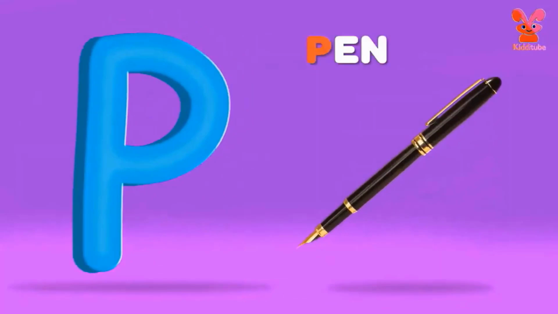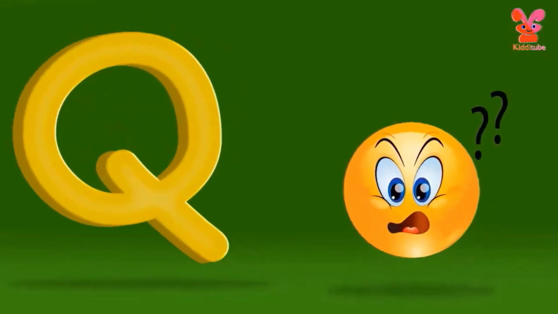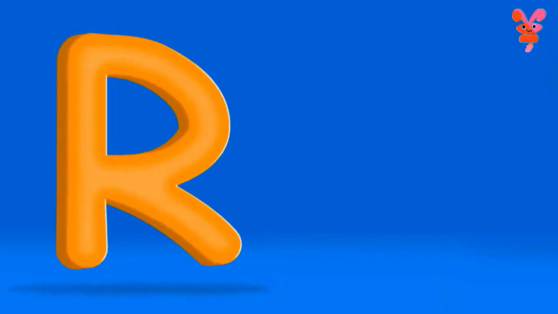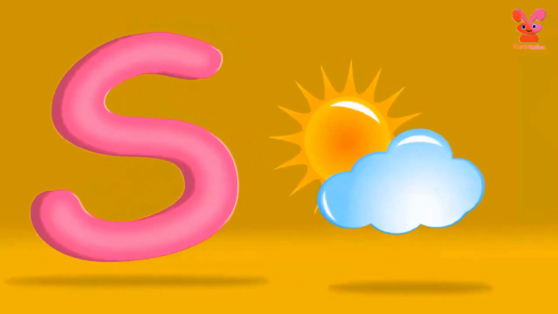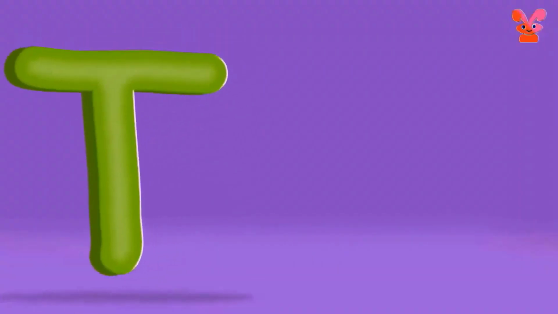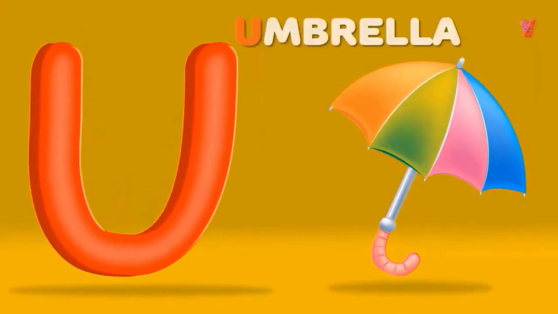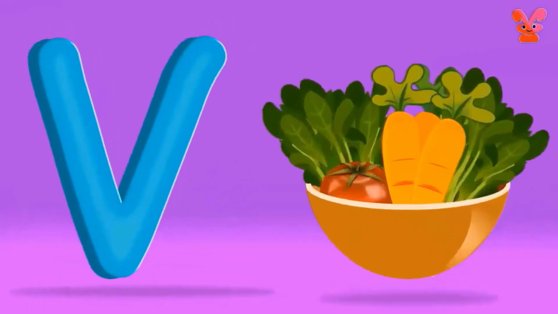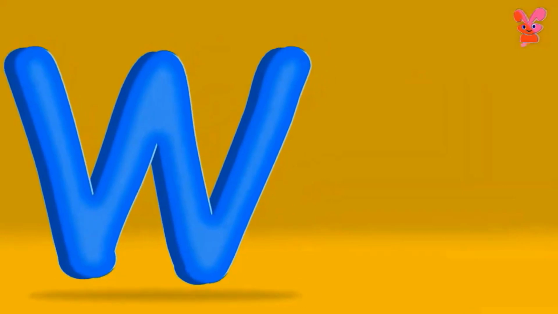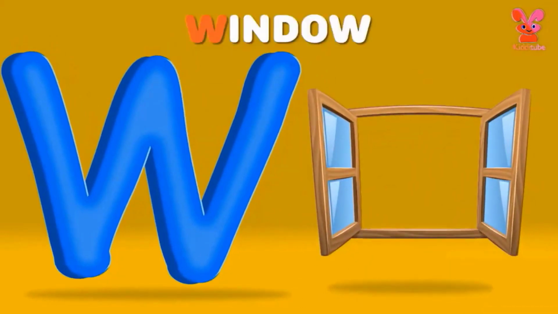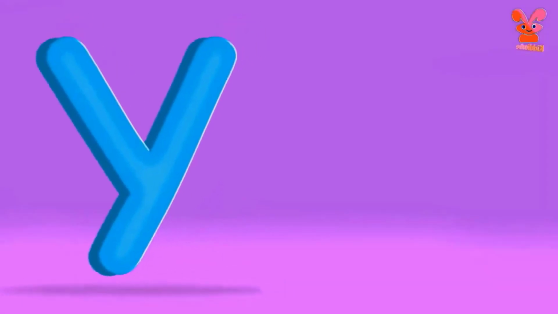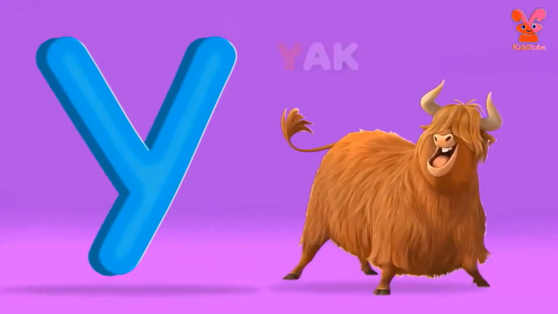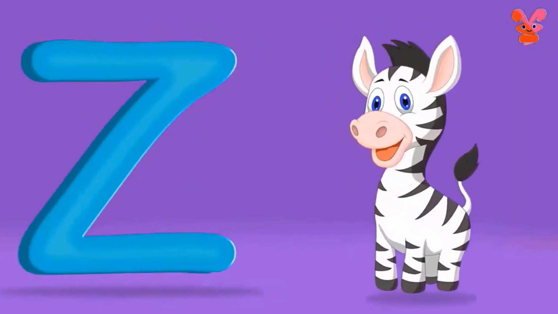P for pen. Q for question. R for rabbit. S for sun. T for tiger. U for umbrella. V for vegetables. W for window. X for x-ray. Y for yak. Z for zebra.